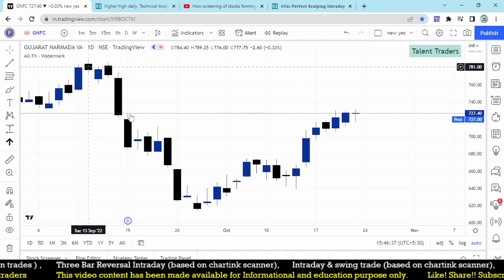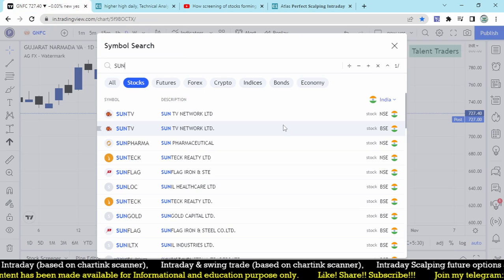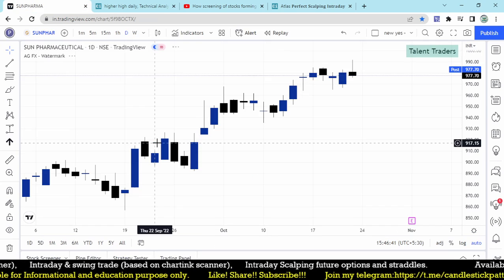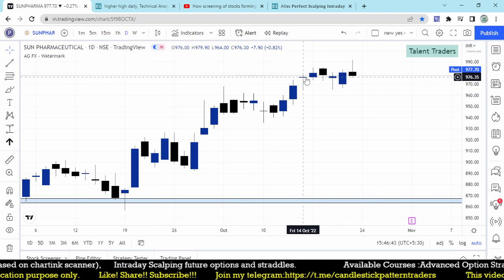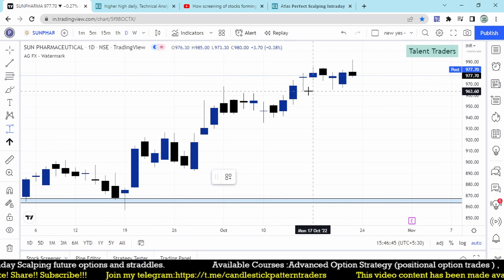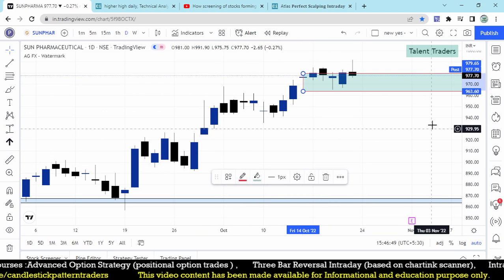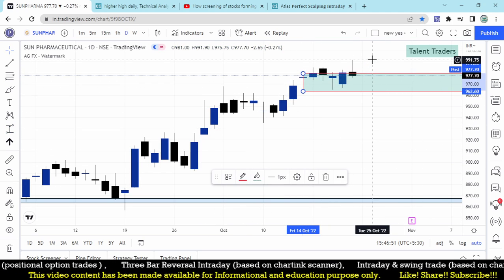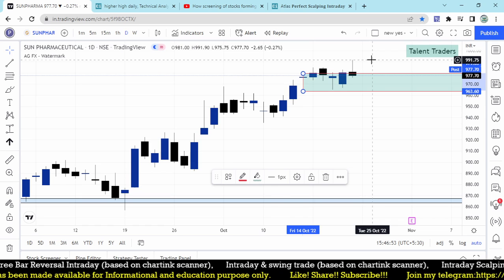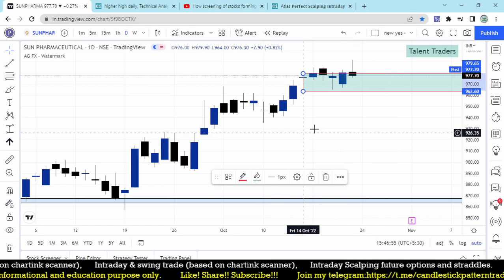And again Sun Pharma, let me go for Sun Pharma on 17th. What happened in the Sun Pharma? Maybe it has not moved well, but it's still in profit. The stop loss is not triggered: 963, 977, and it moved to 991. So you have taken a risk of 15 points. That also got triggered.